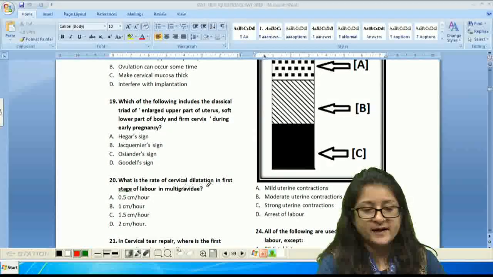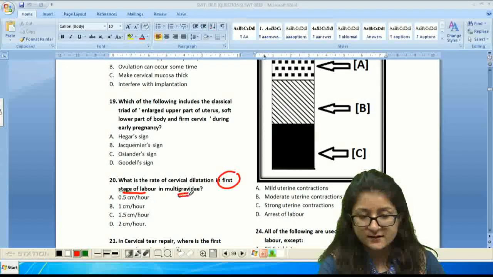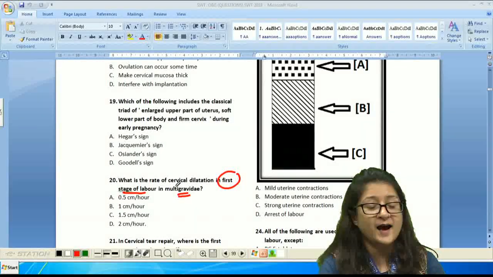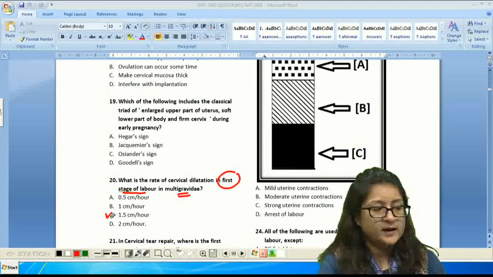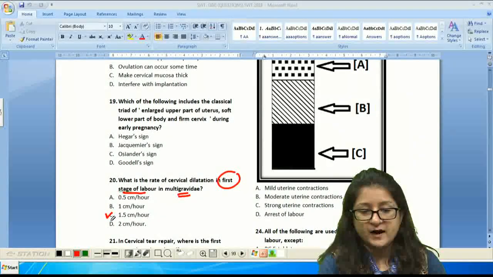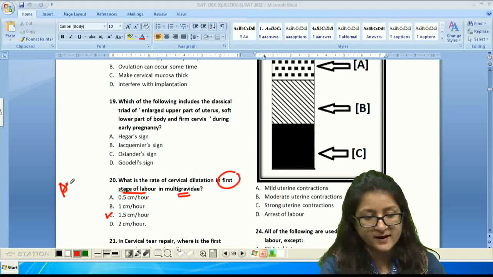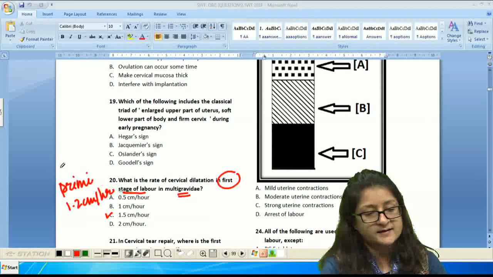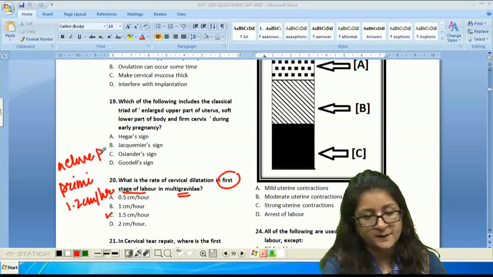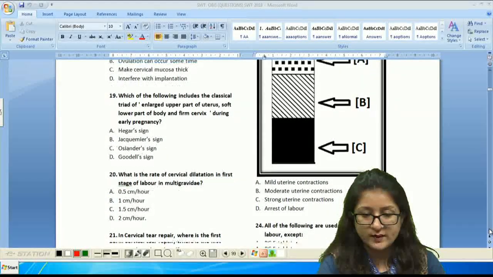What is the rate of cervical dilatation in the first stage of labor in multigravida? So, in the first stage of labor in multigravida, obviously we are talking about the active phase here, and it is 1.5 centimeters per hour in multigravida. In primigravida, I told you it was 1.2 centimeters per hour, and this is in the active phase. All right, this is in the active phase.